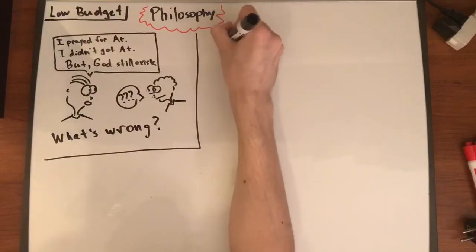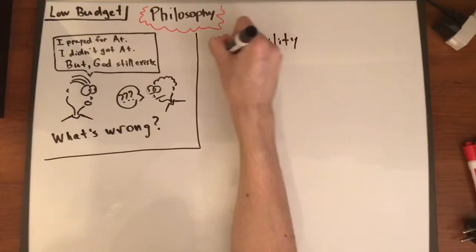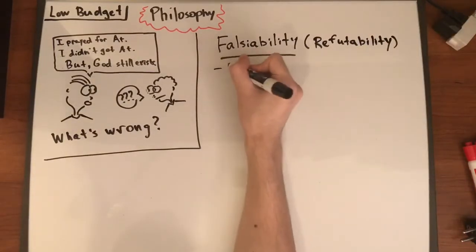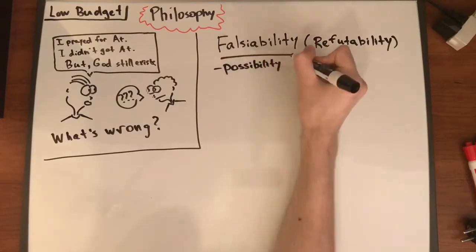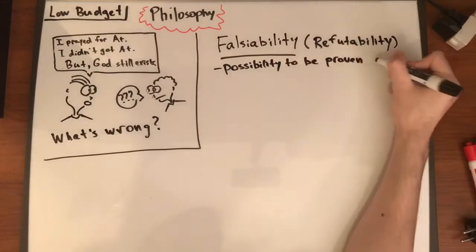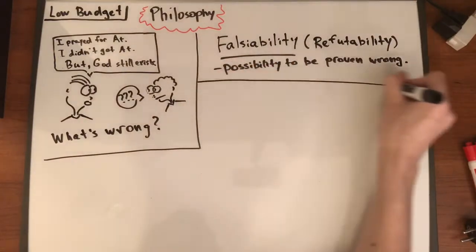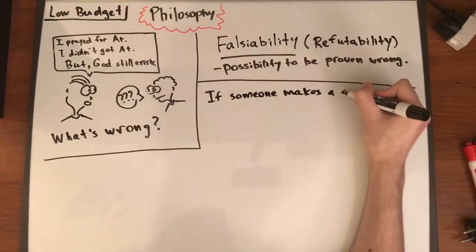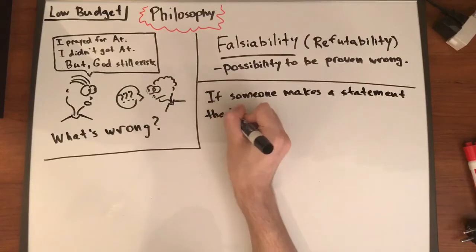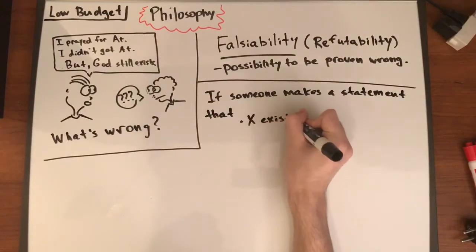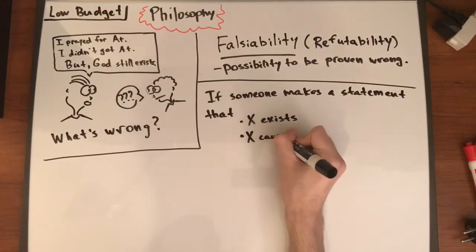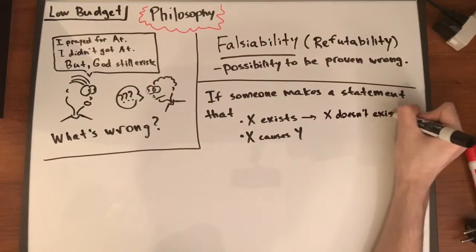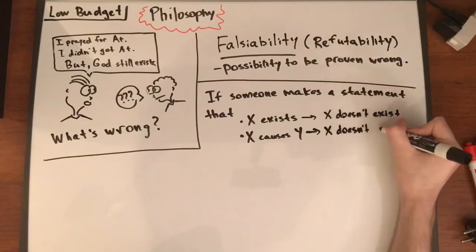So in this video, we're going to talk about falsifiability or refutability. Falsifiability is a possibility for a statement to be proven wrong. If someone makes a statement that, let's say for example, X exists, or X causes Y, if the statement is falsifiable, there must be a theoretical scenario where X doesn't exist or X does not cause Y.